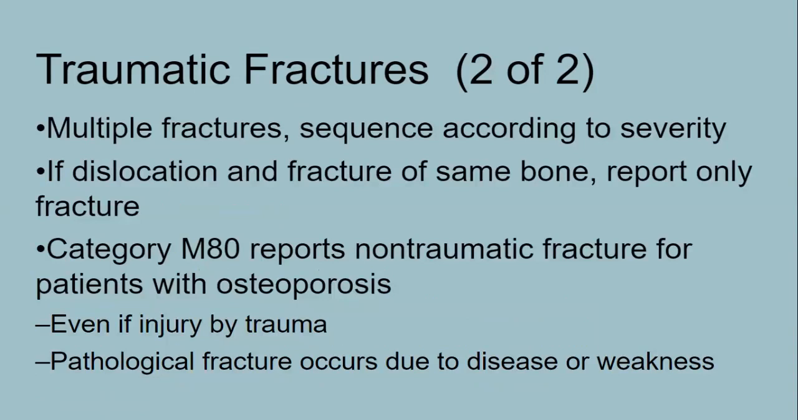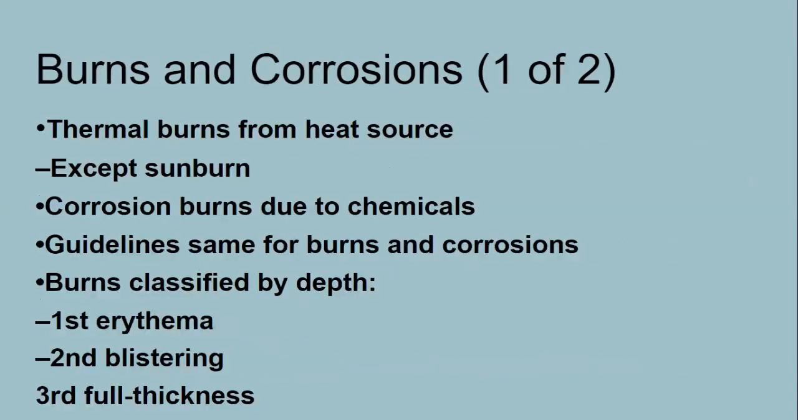Multiple fractures sequence according to the severity. If dislocation and fracture of the same bone, you report only the fracture. Category M80 reports non-traumatic fracture for patients with osteoporosis. Even if injury by trauma, pathological fracture occurs due to disease or weakness. So why does a pathological fracture occur? It's due to disease or weakness.